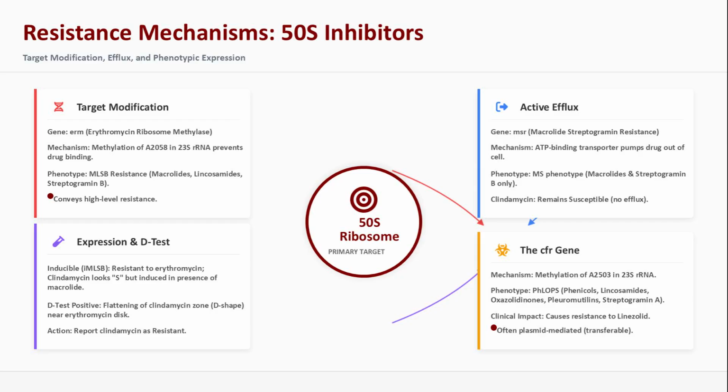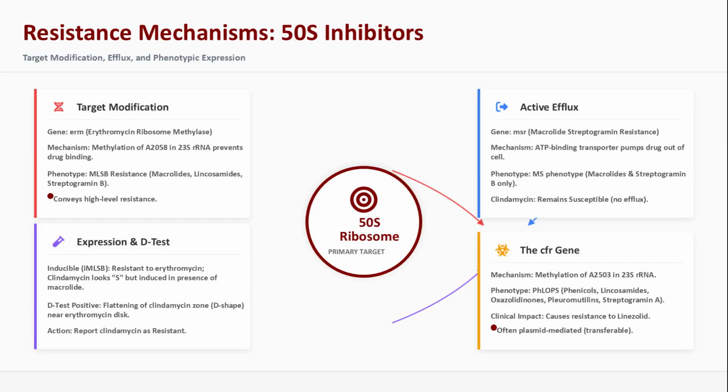In such cases, the bacteria may appear sensitive to clindamycin in routine testing. However, when exposed to macrolides, the resistance mechanism is activated. To detect this, we perform the D-test. If the zone of clindamycin becomes flattened near the erythromycin disc, forming a D shape, it means inducible resistance is present. In this situation, clindamycin should not be used, even if the report shows sensitivity.